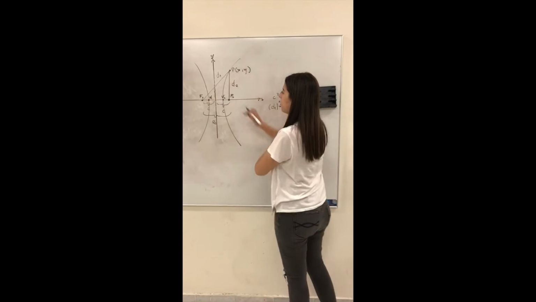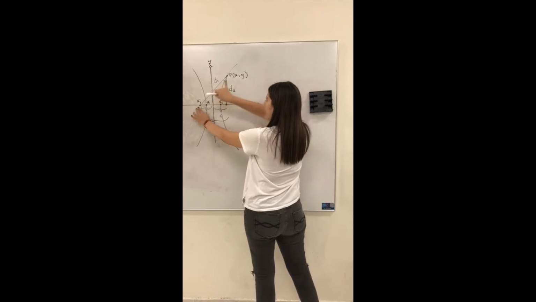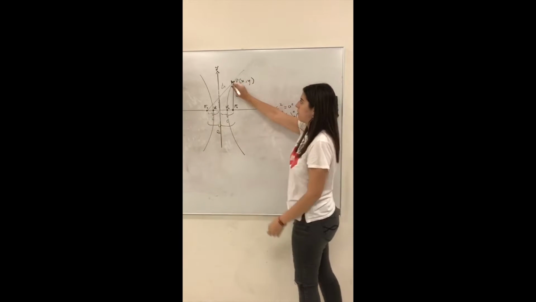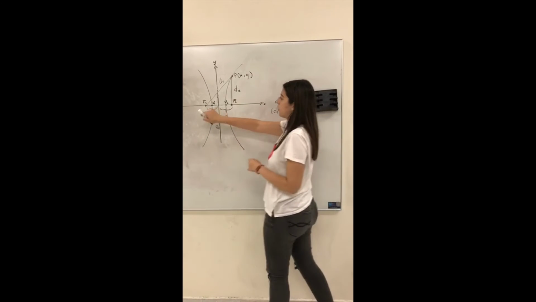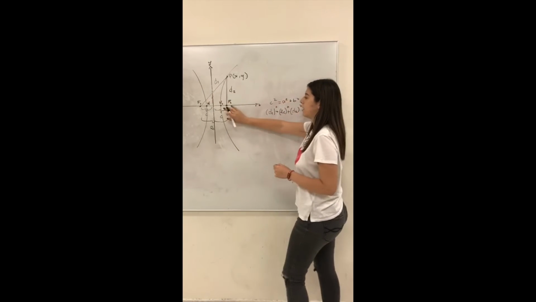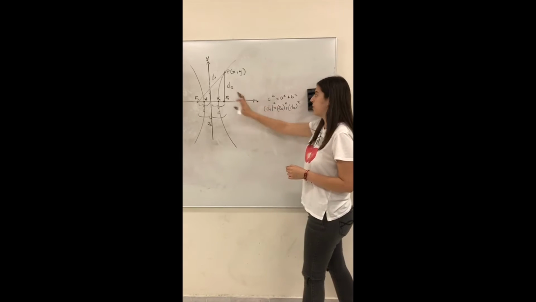We made a triangle to measure the distance between foci and a point that is part of the hyperbola, if you can see it here. So the distance from focus 1 to the point will be distance 1, and the distance between focus 2 and the point will be distance 2.